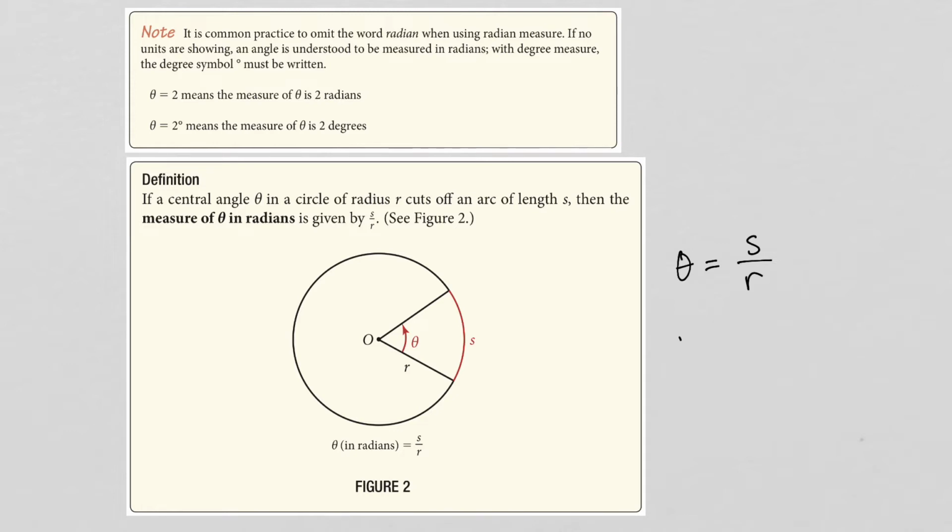So for example, let's suppose the radius of a circle is 4 inches. And let's say that the arc that is cut off is 5 inches. Then the measure of the angle theta in radians would be 5 inches divided by 4 inches. And what you'll notice is that the inches cancel, and 5 divided by 4 is 1.25. And of course, this means 1.25 radians. Now, what that quite literally means is that this arc length s is 1.25 times the radius of the circle. Okay, so in other words, the arc that's cut off is just a little bit more than the length of the radius.